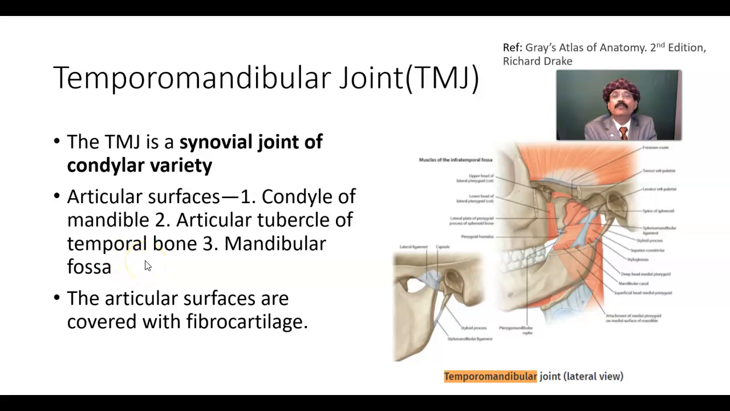Hello, my name is Dr. Dewan S. Raja. Today I will go through the anatomy of the temporomandibular joint, also called TMJ.